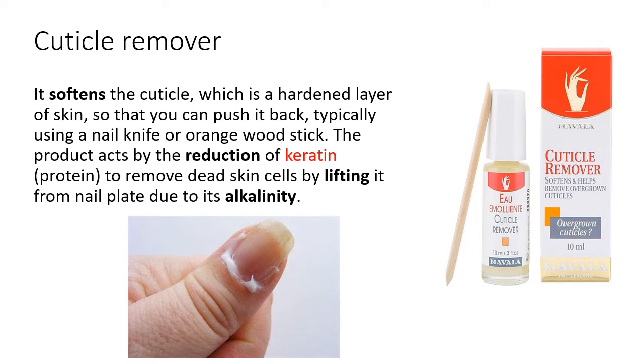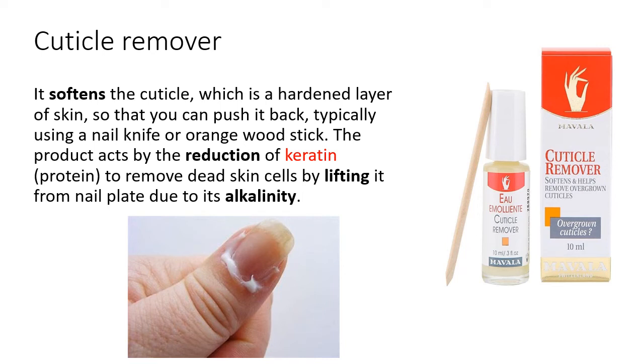Another thing we've got is cuticle remover. So this is a product that you can put on the actual cuticle. Now remember, there's two types of cuticle. You've got one on your hair, the hair cuticles that overlaps like fish scales, and you've also got one on your nails. So don't get those two confused. So this one, you apply it to the skin at the bottom of your nails, just under where the half moon is, and it will soften the cuticle, which is a hardened layer of skin, so that you can push it back. Typically using a knife or an orange wood stick.